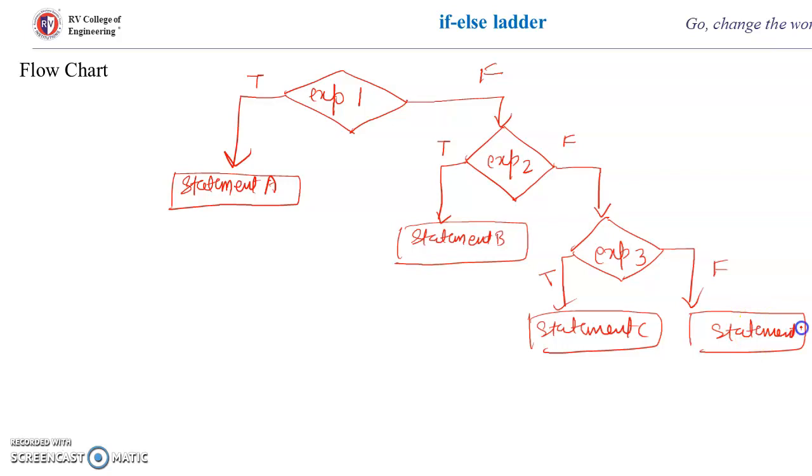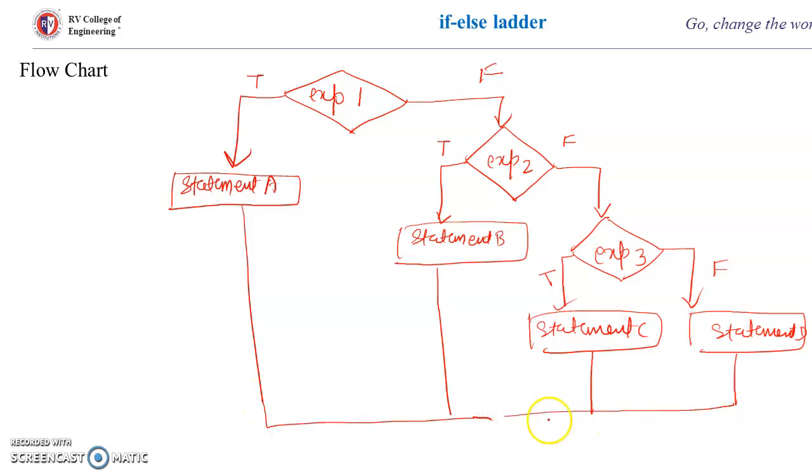And then all of these statements A, B, C and D go to the next statement. So this is the else if ladder.